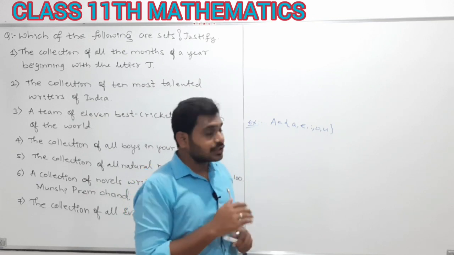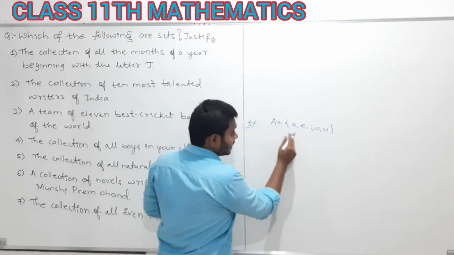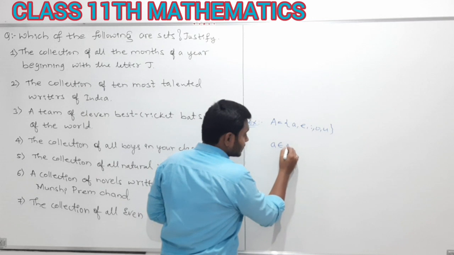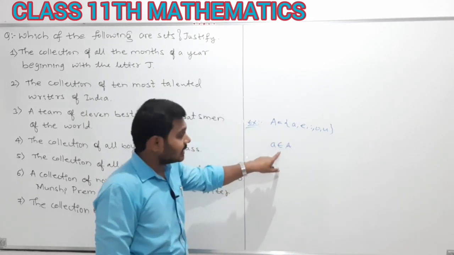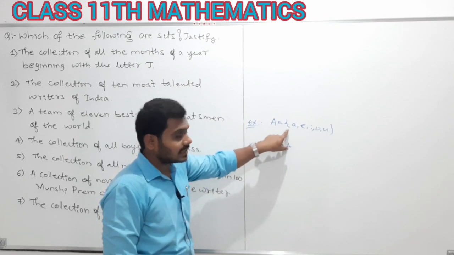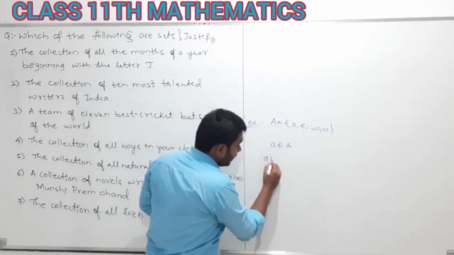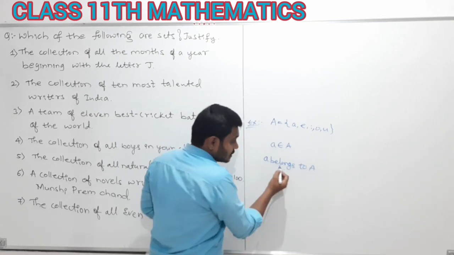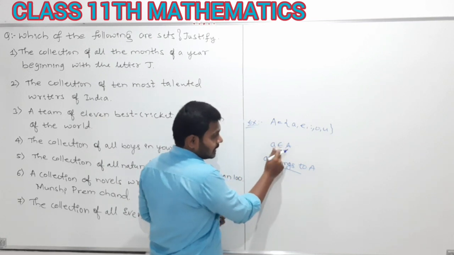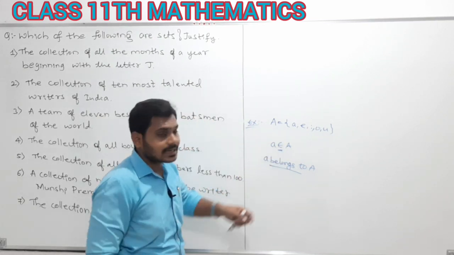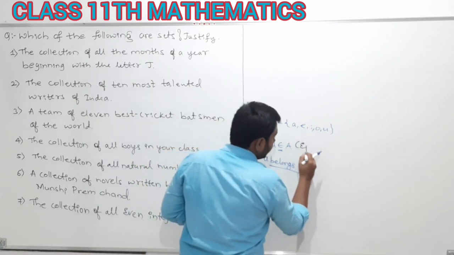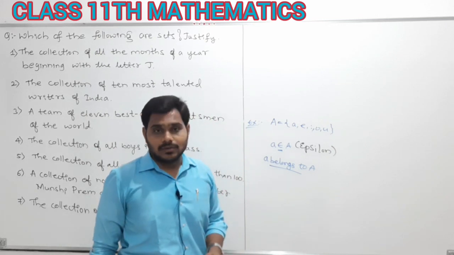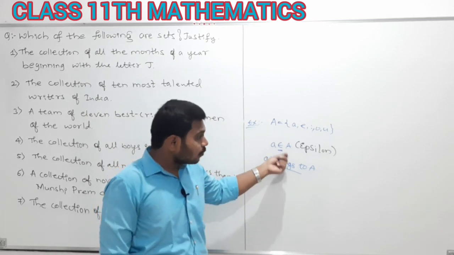Clear? And my dear students, I also discussed that if a is an element contained in the set A, we denote it by the symbol epsilon. If a is contained in the set A, we should read it as a belongs to the set A, and mathematically we denote it by the symbol epsilon, like this. This epsilon is derived from a Greek letter.